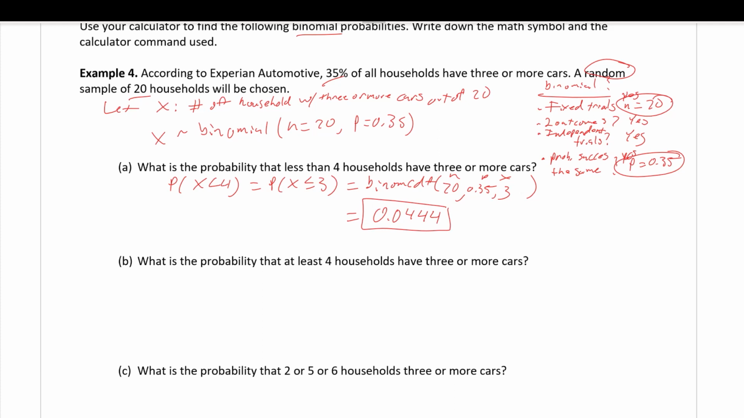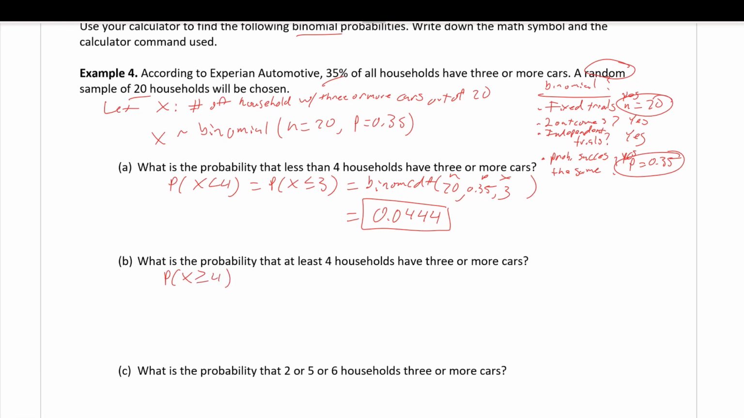Okay. What's the probability that at least 4 households have 3 or more cars? Okay. At least. So can there be less than 4 households? No. 4 or more, essentially. So probability that x is greater than or equal to 4.